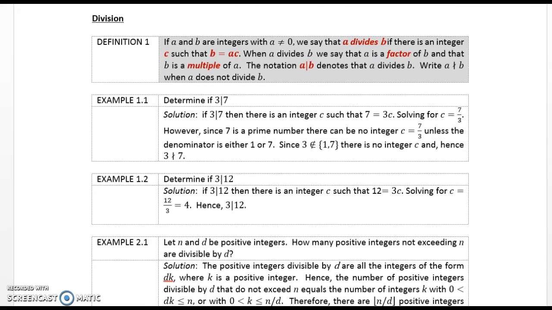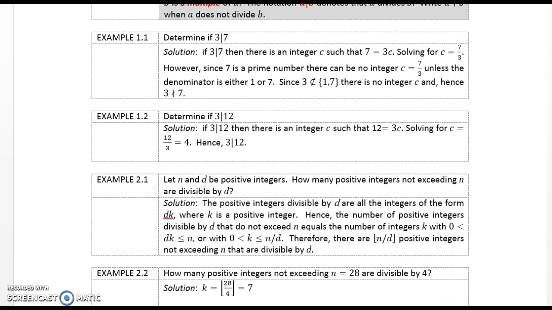Division. Definition 1. If a and b are integers, with a not equal to 0, we say that a divides b if there is an integer c such that b is equal to ac. When a divides b, we say that a is a factor of b and that b is a multiple of a. The notation a | b, pronounced a divides b, denotes that a divides b. We write a ∤ b when a does not divide b.